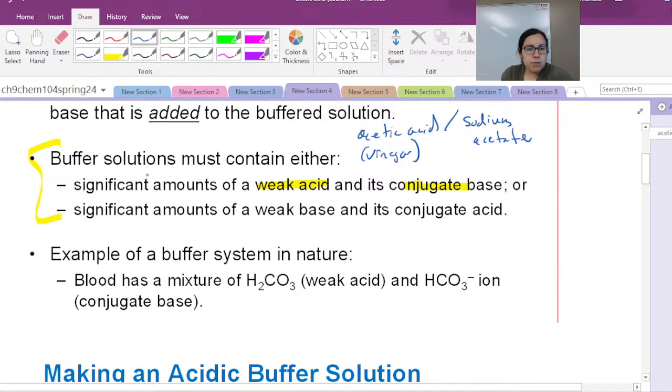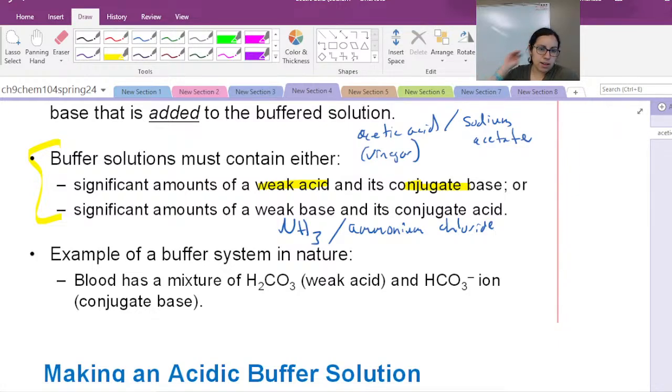Same thing if we were looking at a weak base and its conjugate acid. I gave a hint: most of our bases are ammonia or amines. Then its conjugate acid salt, ammonium chloride or whatever, would be good. So some sort of ammonium salt. There's our acid-base pair. That's why it's good to recognize our acid-base pairs.